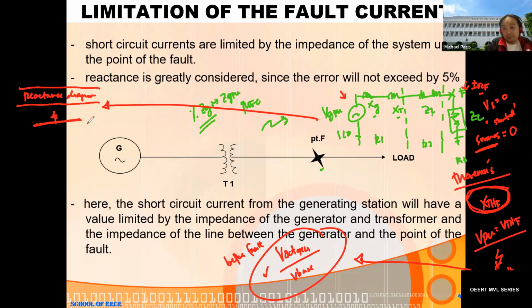This is called your reactance diagram. So this is your VS equal to 0. You have your XG, you have your XT, you have your ZL in per unit, and your fault. But whatever happens, even if there is still an impedance, the fault point occurs here. So you need to measure the impedance from XTH at fault F to the neutral.